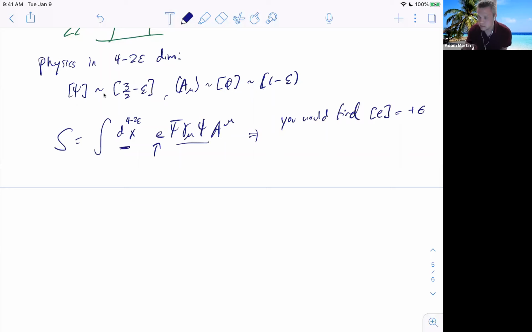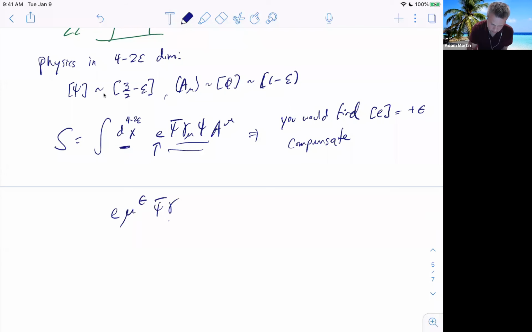That's kind of annoying. A way to get around this is that we usually compensate, and I will rewrite this term as e mu to the epsilon, psi bar gamma mu psi A mu. So now this guy holds our dimension, and e is still dimensionless. If you're ever looking at a paper and you see couplings with weird factors of mu, that's a hint that we're in dim-reg.